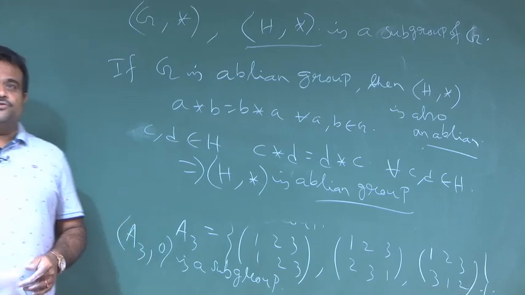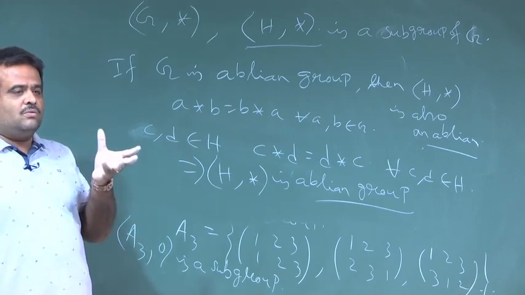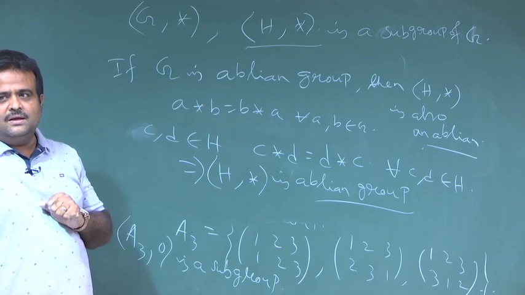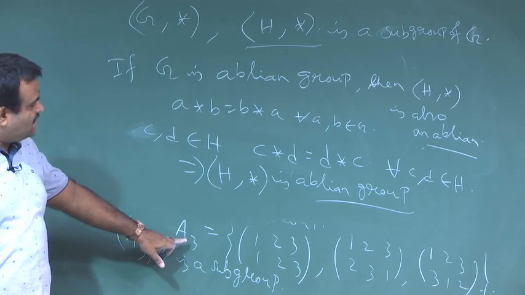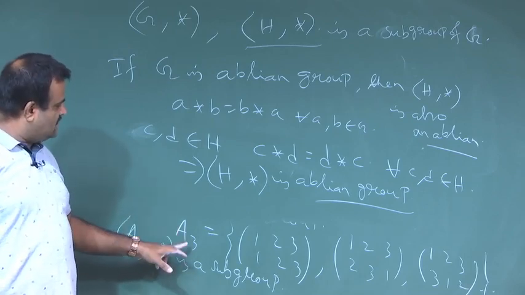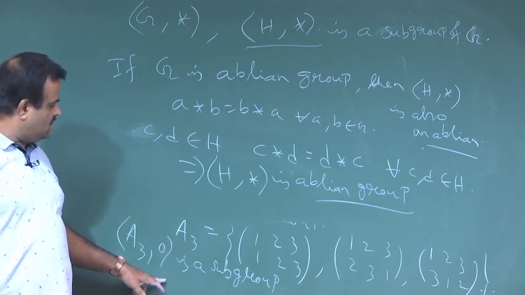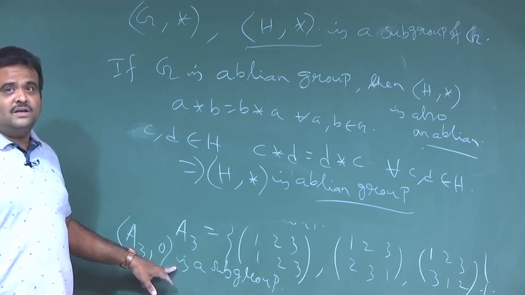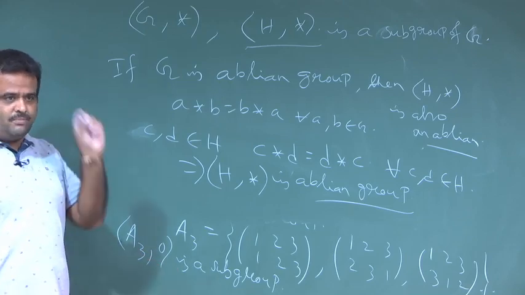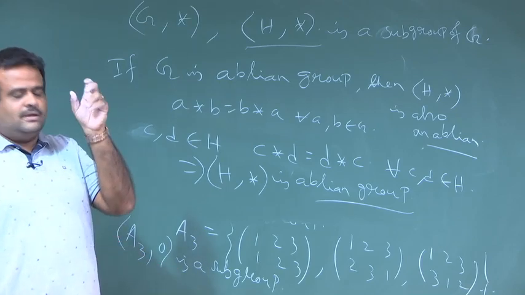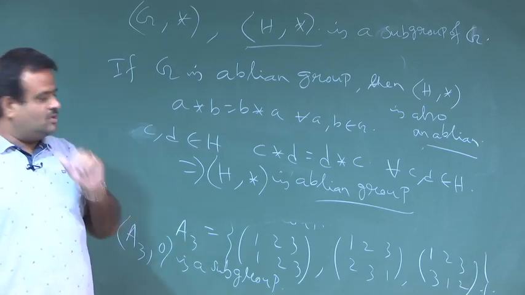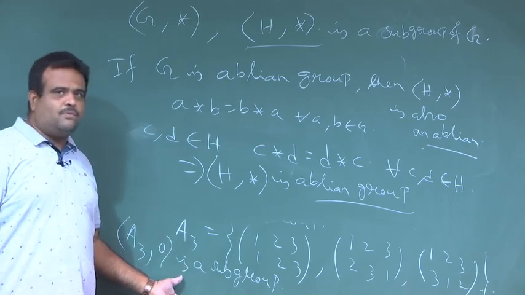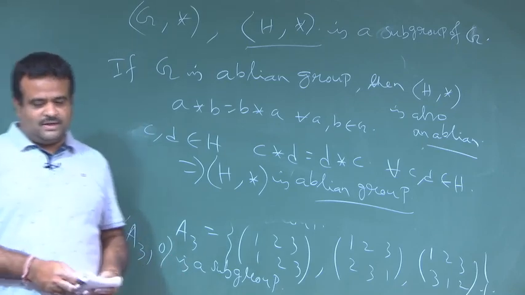But the converse is not true. That means we may have a subgroup which is abelian, but the original group is not abelian. For example, we can easily check this A 3 is an abelian group. This is a subgroup of S 3, but S 3 itself is not an abelian group. S 3 is not commutative, because in general composition of bijective mappings is not a commutative operation. So, this is an example where we have a subgroup which is abelian, but the group is not abelian.